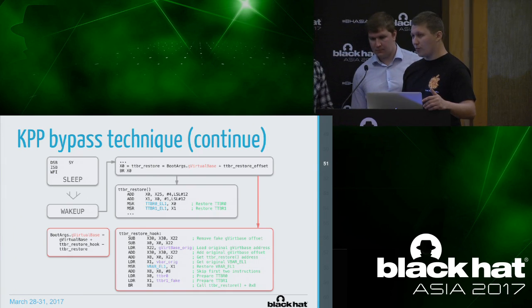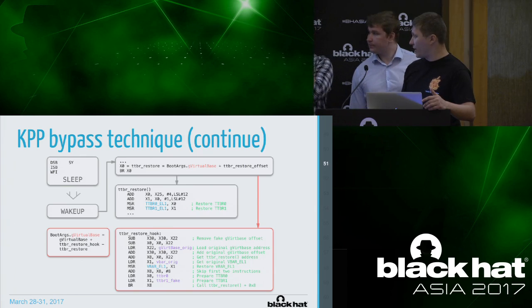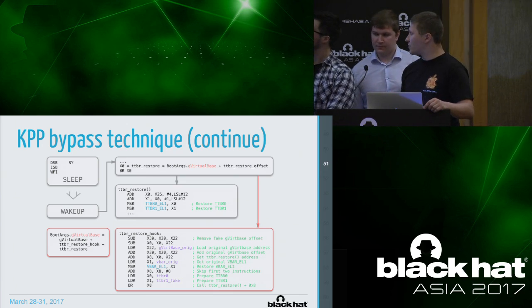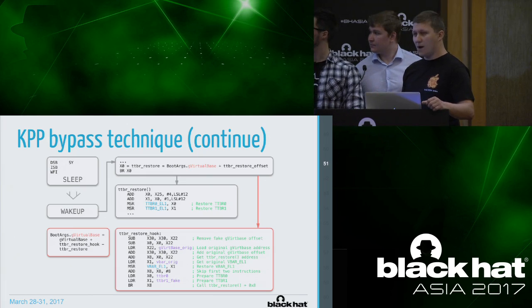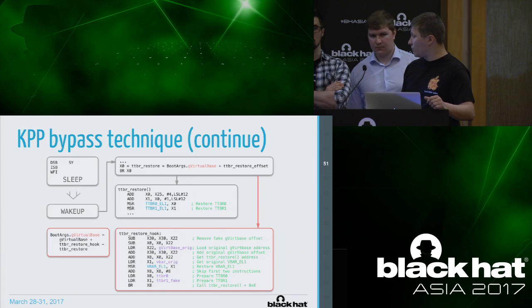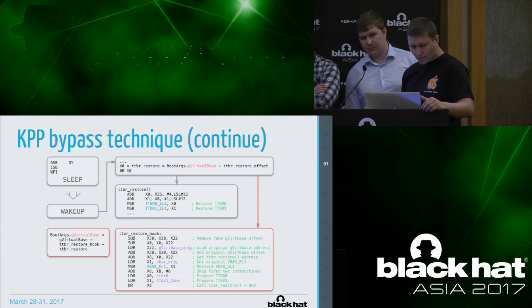In this TTBR restore function, which is a shellcode obviously, we can restore the virtual base, then we need to restore the VBAR register, then we need to set our fake TTBR registers, and then call the original TTBR restore, skipping just the first two instructions. Now KPP is finally bypassed. But this trick unfortunately closed in iOS 10.2, but there's another one where you can hook the deep sleep and idle sleep handlers as well, but it's a lot more involved, unfortunately.